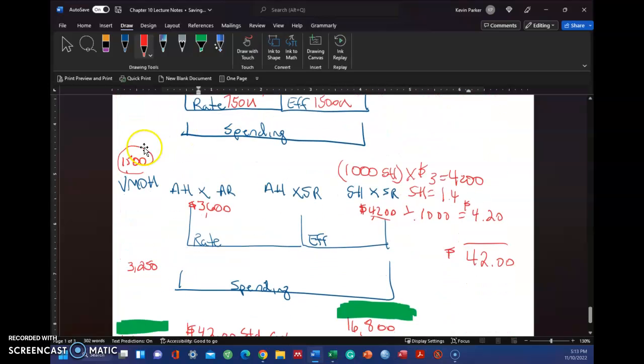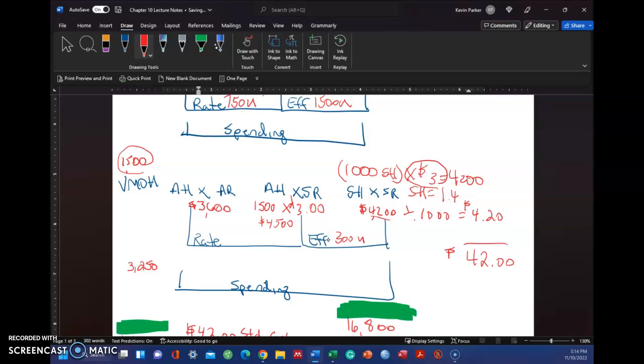Number 7 was to calculate the rate and efficiency variance for variable overhead. The actual hours, just like direct labor, is 1,500. And the standard rate is $3 that we were given. There's so much in this problem that is not given, you know. So 1,500 times 3 is $4,500. $4,500 is worse than what the standard is, which is $4,200. So that's $300 unfavorable.